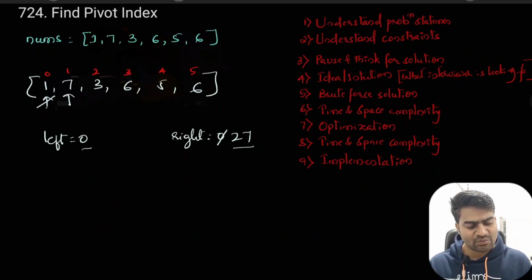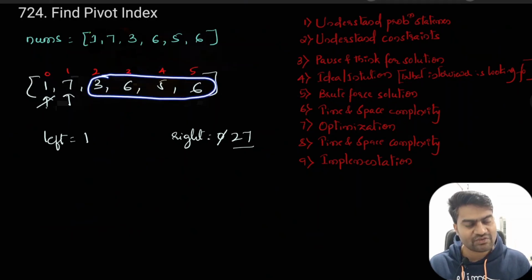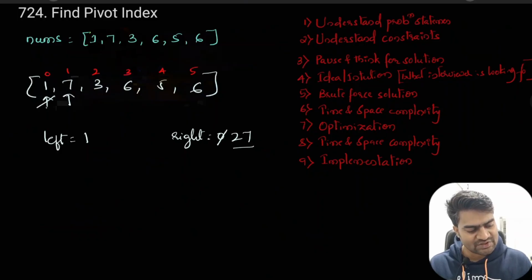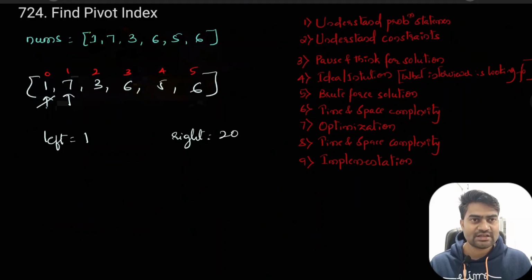Okay, now if I move to next number, my prefix sum will be the sum of only one number, which is going to be 1 here. So it is going to be only 1. Now my suffix sum is going to be sum of all these numbers. So which is going to be 3 plus 6, 9, then 14, then 20. So 20. If you see, my left value or prefix sum and suffix sum is not equal. So what I will do, this is not my pivot index.